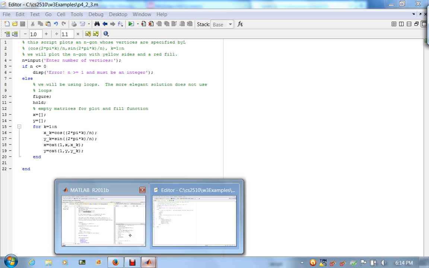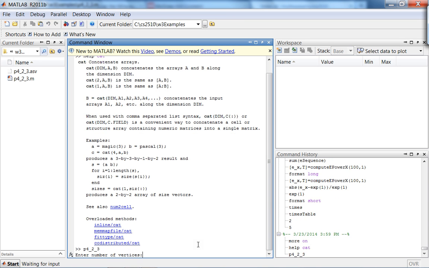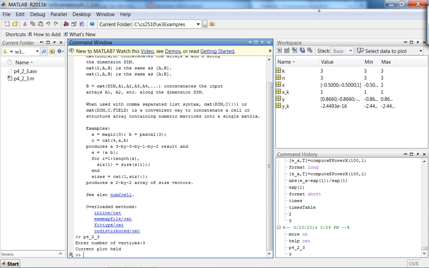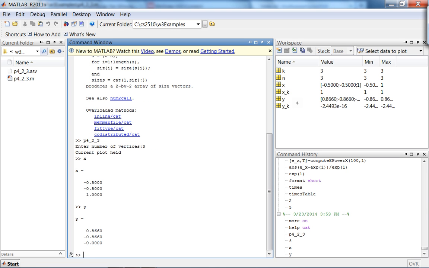In the sense, let's go back to our command line, and then just type p423, enter number of vertices 3. And if you look at this, here's our x and y. So let's look at our x. You can see that's the x and that's the y. So it kind of makes sense, okay? Cosine and sine.